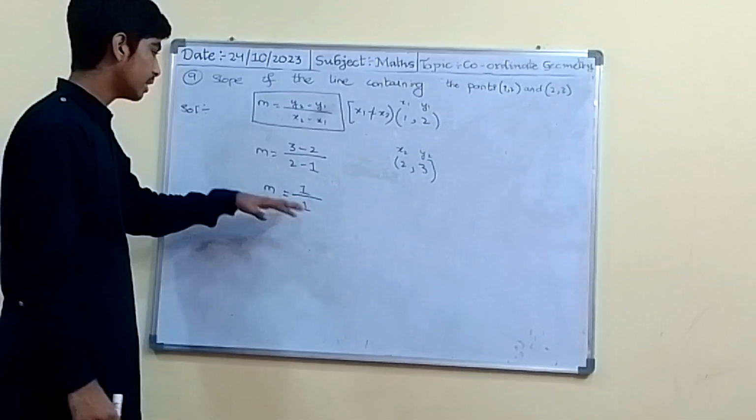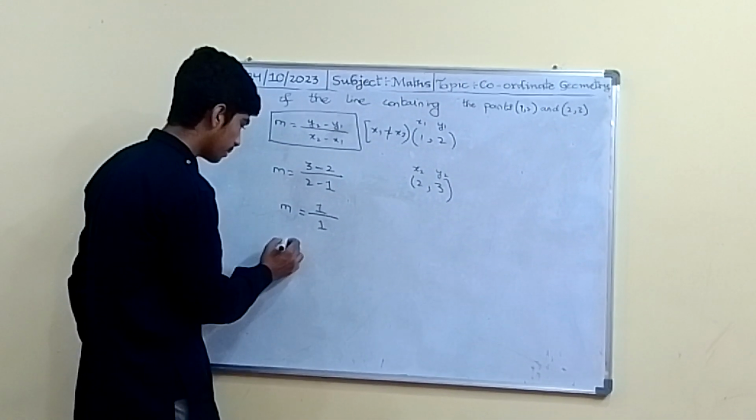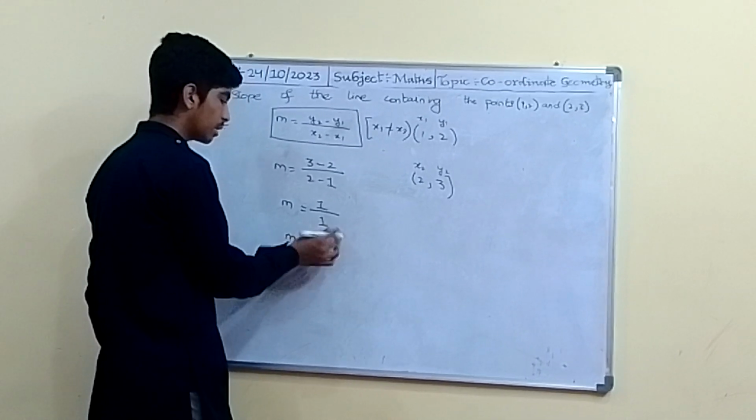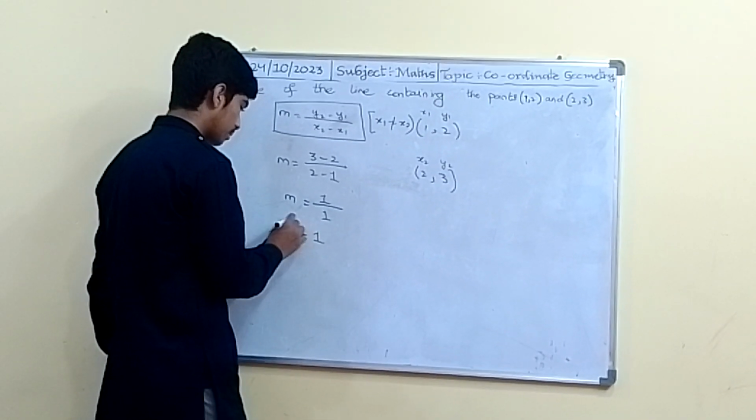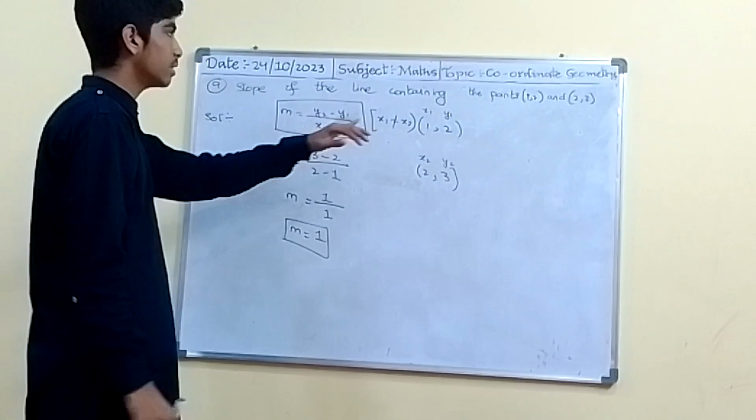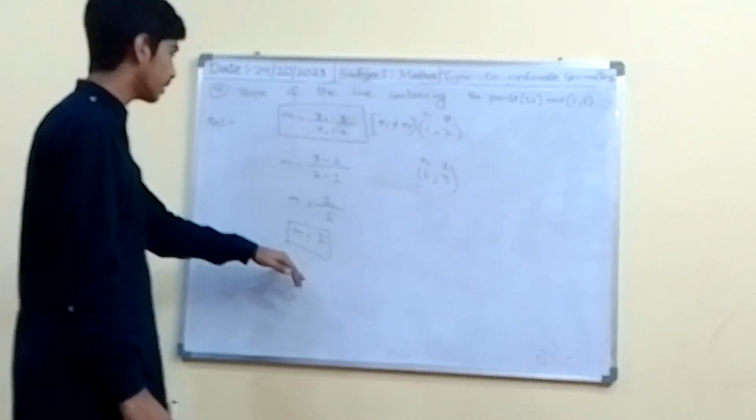In the denominator it is 1, which means we can remove the denominator, because if we put 1 it is no problem, and not putting it is also no problem. So the slope of the line for the given points 1 comma 2 and 2 comma 3 is 1. So the answer is 1.